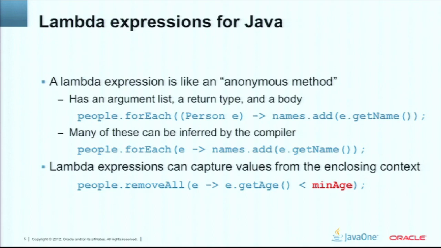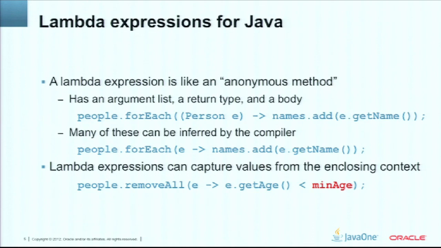And the way we write them is you have the argument list, with or without explicit types. If you leave the types off, the compiler will infer them for you most of the time. Then an arrow, and then an expression or a set of statements in curly braces on the right side. In this particular example, this Lambda expression is a function that takes a person, and names.add returns a Boolean, but we're treating it as if it returns void because the forEach method expects a function from person to void. Like I said, very often elements of this can be inferred by the compiler.